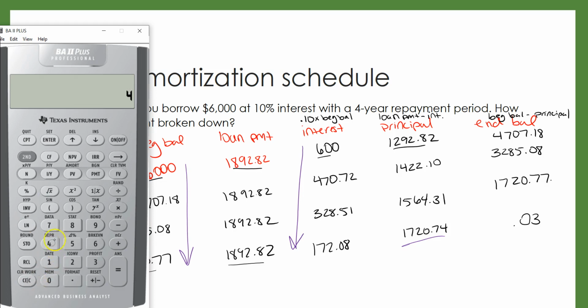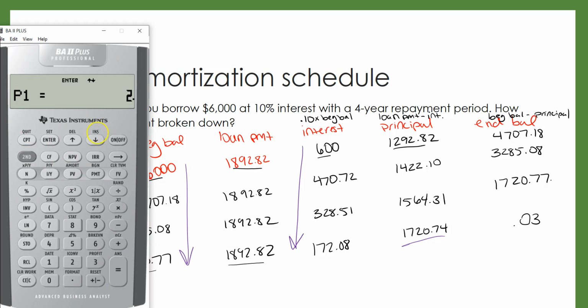We had a 4-year loan at 10% interest. We borrowed $6,000 and we're going to pay that off. Let's calculate the payment. Once you calculate the payment, don't clear this screen. We're going to use this amortization button that you can find right above the PV. So second amortization.